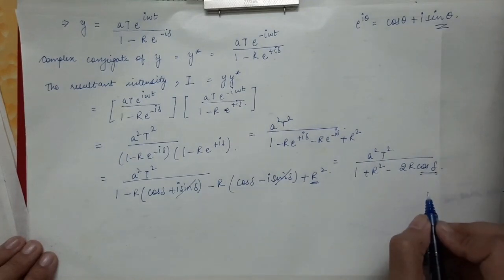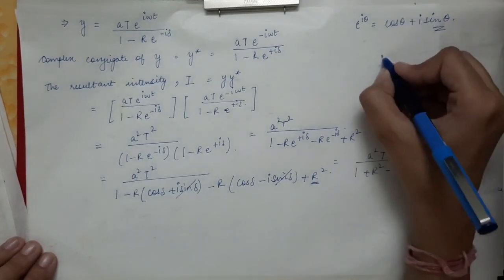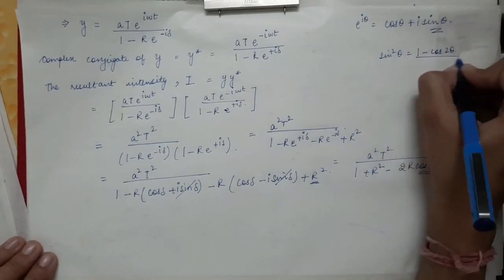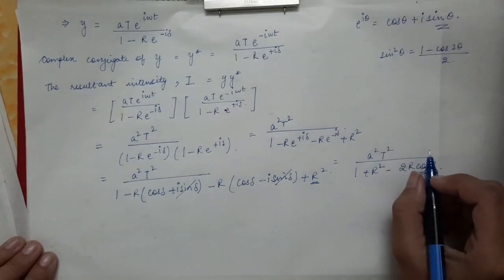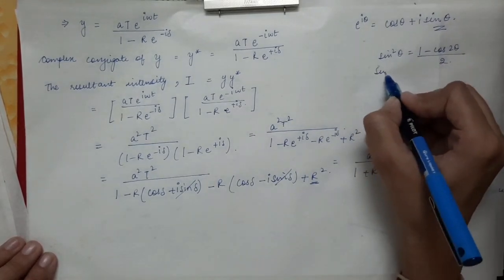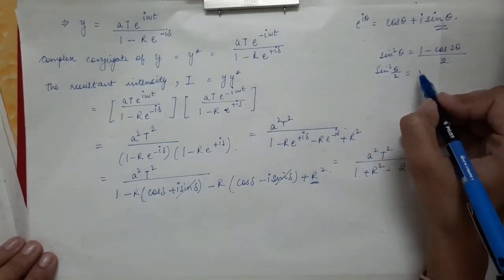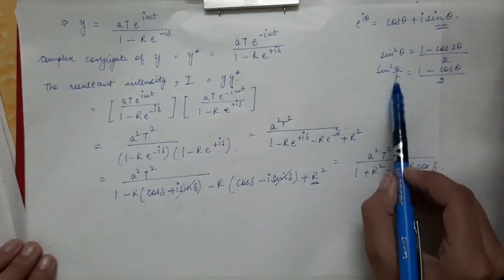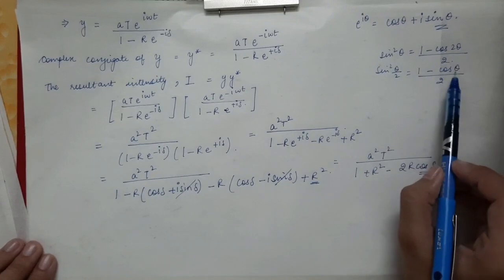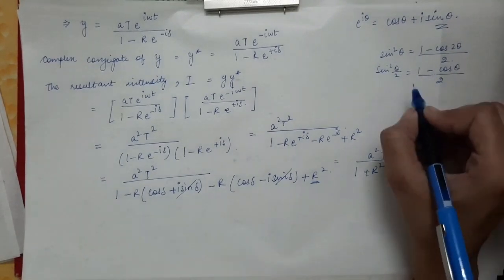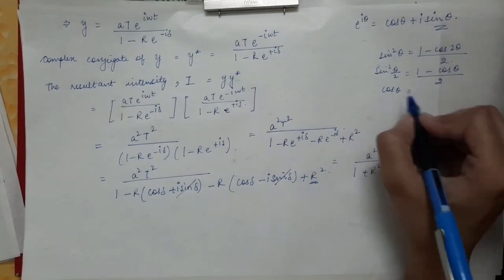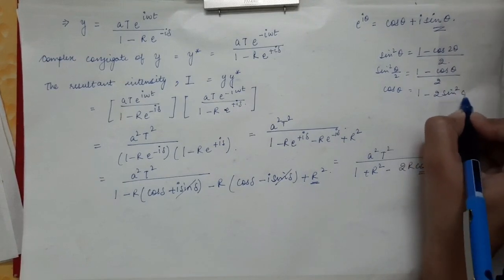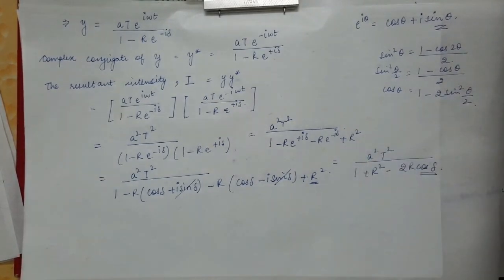Now you put the expression of cos δ. Sin squared θ is equal to 1 minus cos 2θ divided by 2. So this is the formula for sin squared θ. Sin squared θ by 2 will be equal to 1 minus cos θ divided by 2, so wherever there is θ, you put θ by 2, and here you get simply θ. So cos θ will be equal to 1 minus 2 sin squared θ by 2. This is the expression of cos θ.